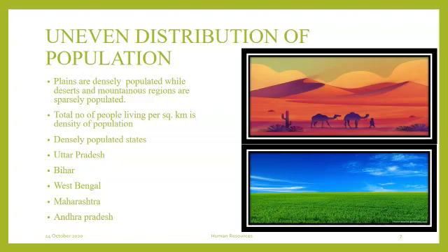Now the next is, what do you mean by density of population? The total number of people living per square kilometer is known as the density of population. Now the densely populated states are Uttar Pradesh, Bihar, West Bengal, Maharashtra and Andhra Pradesh.